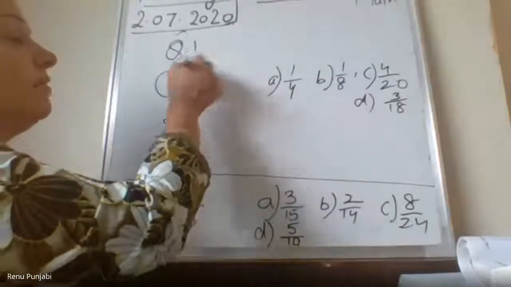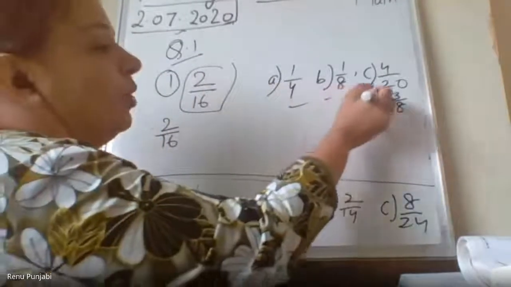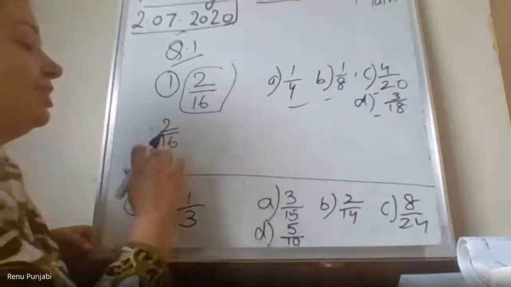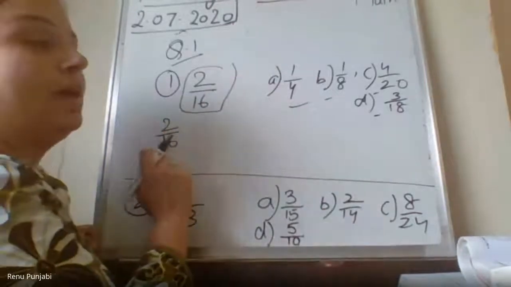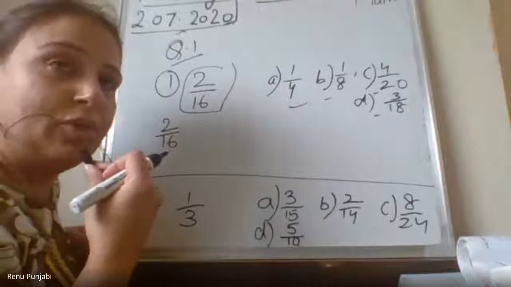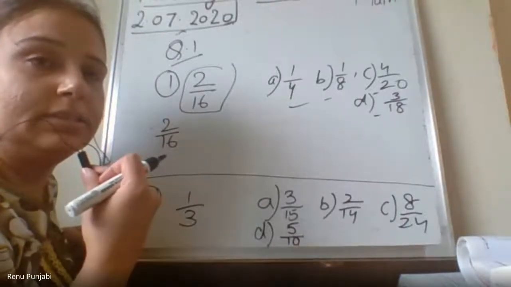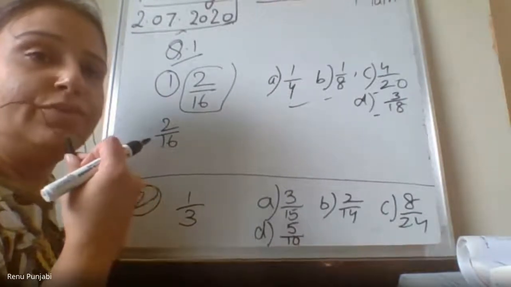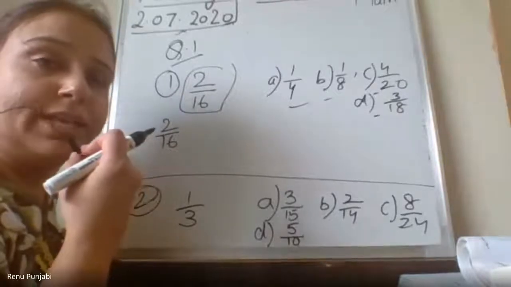Now this was our sum and we need to check with all the options which is equivalent with this number. Children, I'm not asking the answer, please. Let me explain for the children who didn't understand, who are facing the problem.